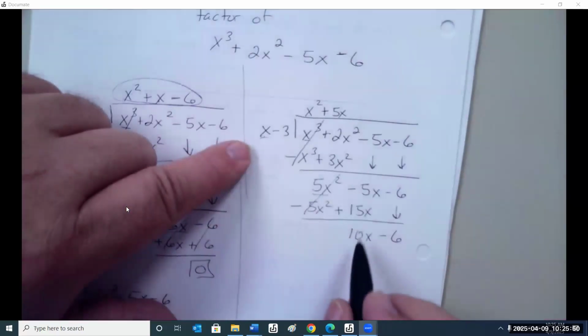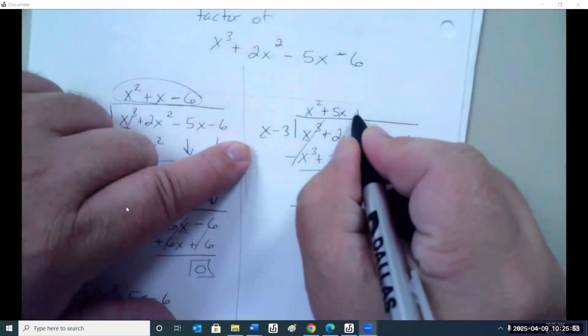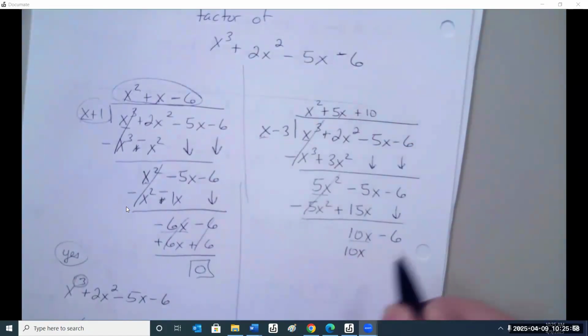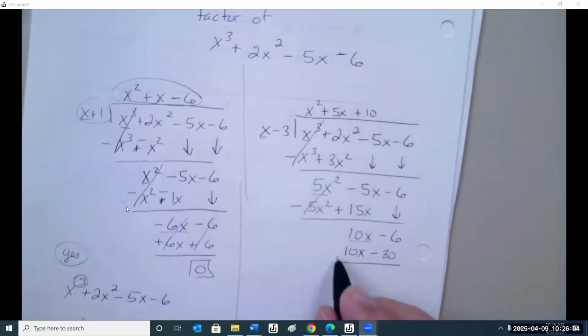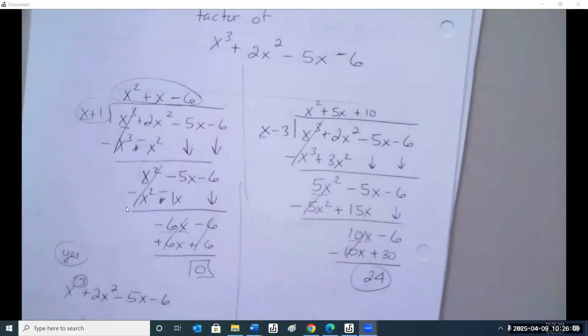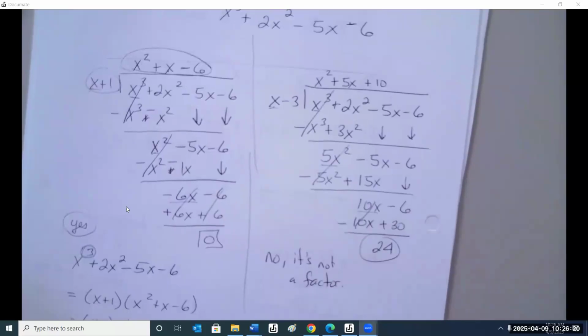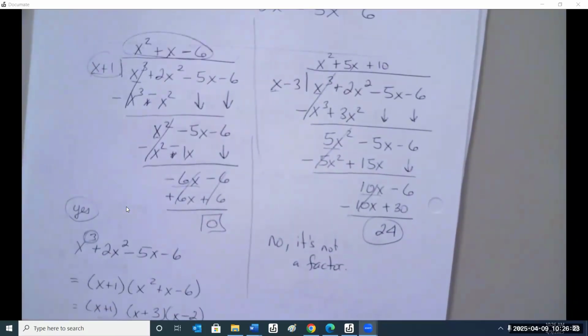And the last one, what times x gives me 10x? Positive 10. 10 times x is 10x. 10 times -3 is -30. Change the signs. The remainder is 24. So, no, it's not a factor. So that's how it works.